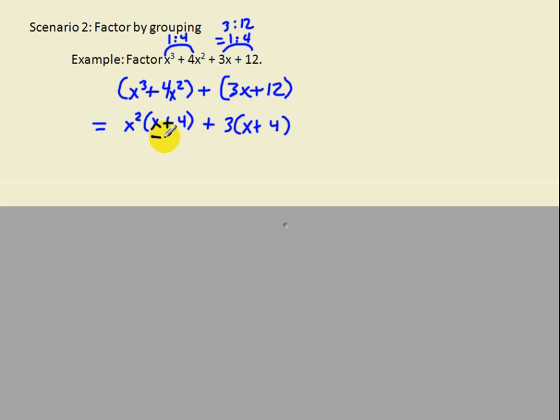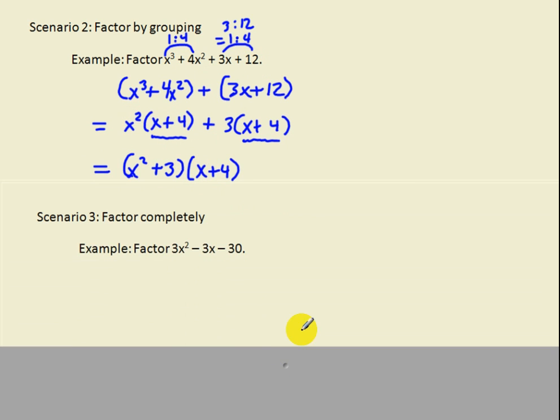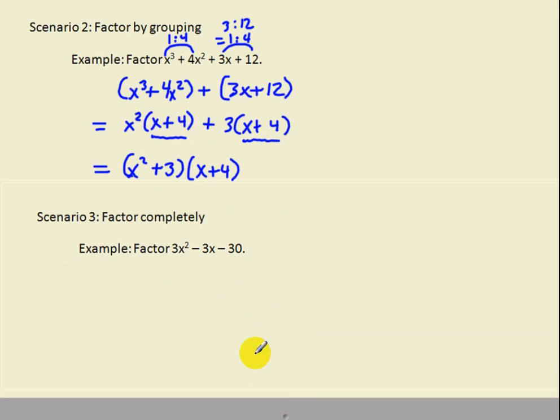And notice that we end up with x plus 4 twice, which means we can rewrite this as x squared plus 3 times x plus 4. And now notice instead of simply having 4 terms added all together, we end up with a product. Again, this is going to help us for solving equations. A third example is where we can factor a term out from an expression, and in some cases this will help us again solve equations more easily.